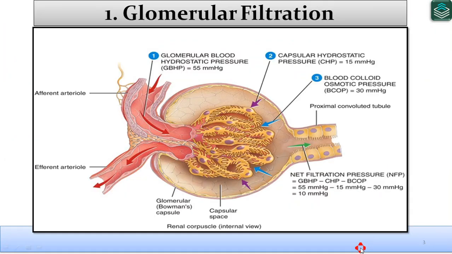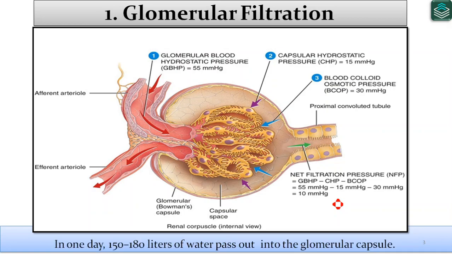Glomerular filtration is majorly driven by blood pressure and it is opposed by capsular hydrostatic pressure and blood colloid osmotic pressure. Glomerular blood hydrostatic pressure equals 55 mmHg, whereas capsular hydrostatic pressure equals 15 mmHg and blood colloid osmotic pressure equals 30 mmHg. So net filtration pressure equals glomerular blood hydrostatic pressure minus capsular hydrostatic pressure minus blood colloid osmotic pressure. That is 55 minus 15 minus 30, which equals 10 mmHg. In one day, around 150 to 180 liters of water passes out into the glomerular capsule because of this pressure.